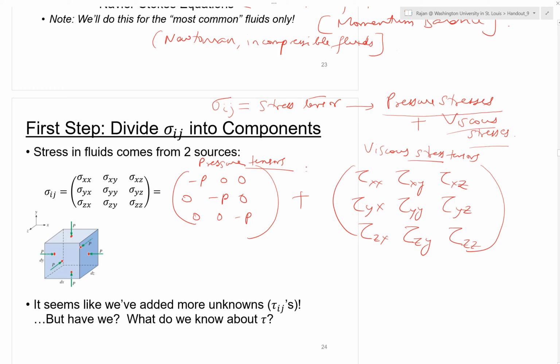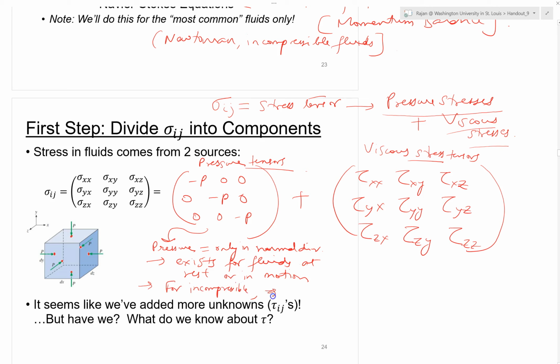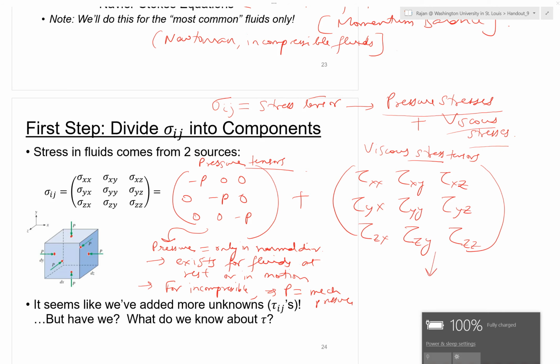Okay, so some of the properties of these different tensors: the pressure tensor, as you have seen in previous classes, acts only in the normal direction, exists for fluids both at rest or in motion, and for incompressible fluid, P is also equal to the mechanical pressure. For the viscous stress tensors, these only come into play when the fluids are in motion.